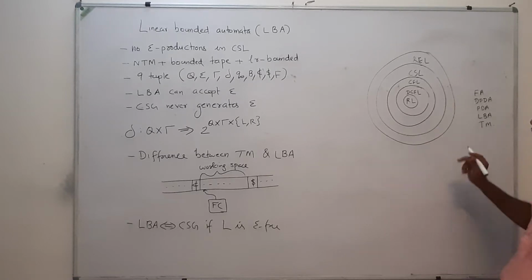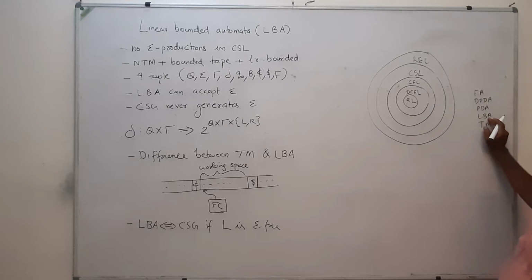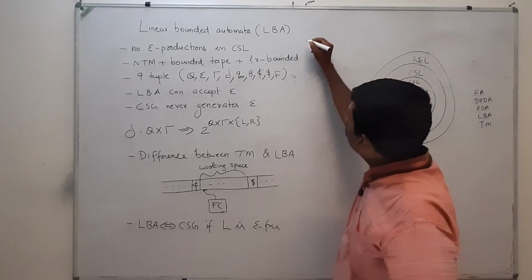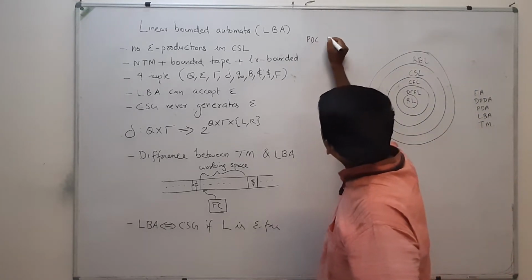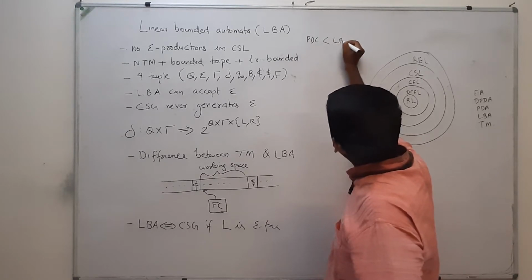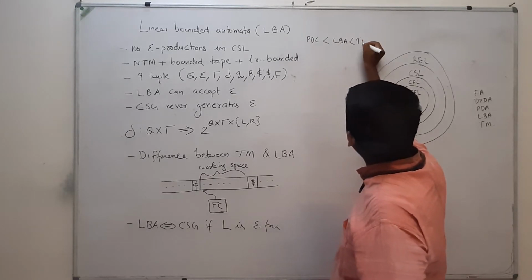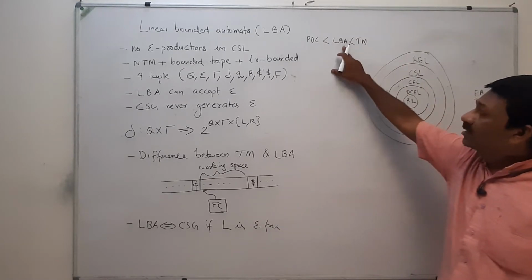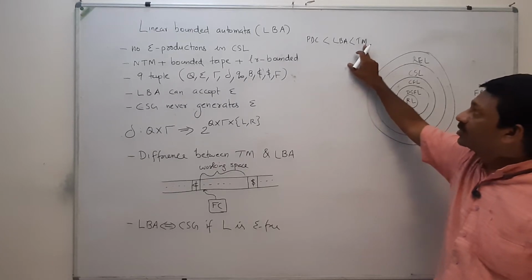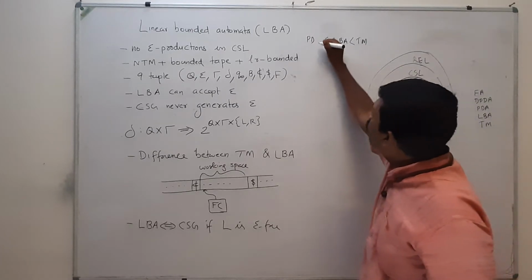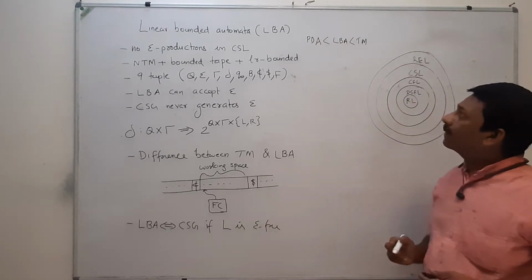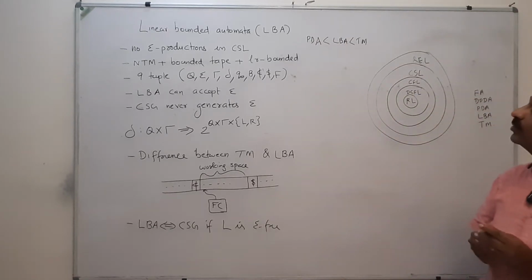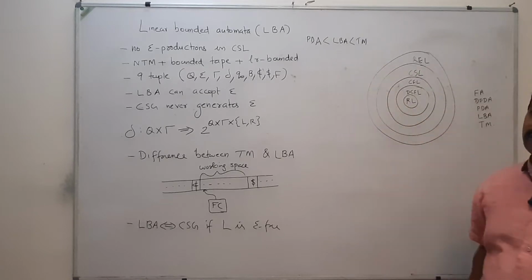And see, the LBA is less powerful compared to a Turing machine and more powerful compared to a PDA. That means in power, PDA is less than linear bounded automaton, which is less than Turing machine. The most powerful one is the Turing machine, and the pushdown automaton is less powerful compared to the LBA and Turing machine.